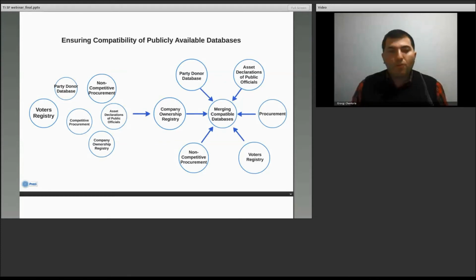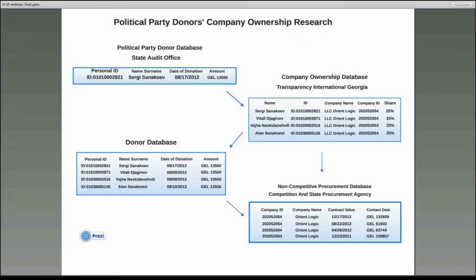The main point of our report and our research was that we're interested in the companies that were owned by political party donors and whether these companies received any simplified, direct, non-competitive procurement contracts from the state, and if the donation date was somehow correlated with the date when the contract was signed. And I'm going to demonstrate now one of those cases that we researched, and here it is.